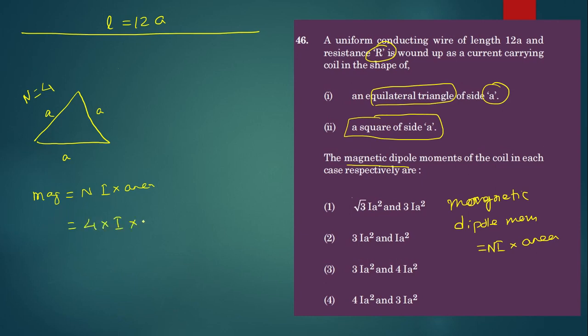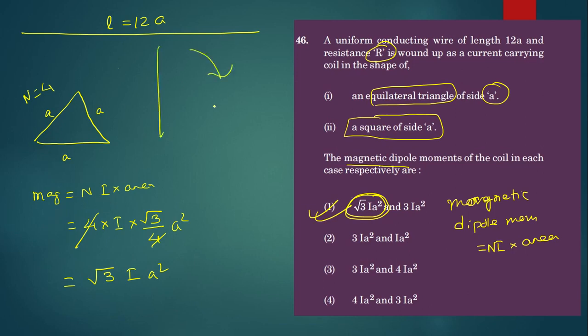What is the area? The area of an equilateral triangle is square root of 3 by 4 a square, the side squared. So this will be equal to square root of 3 i a square. So for the triangle, this is the magnetic moment. Only this option contains this answer, so option 1 is the correct answer. Again, you can perform the same for the square to calculate. Let's proceed.